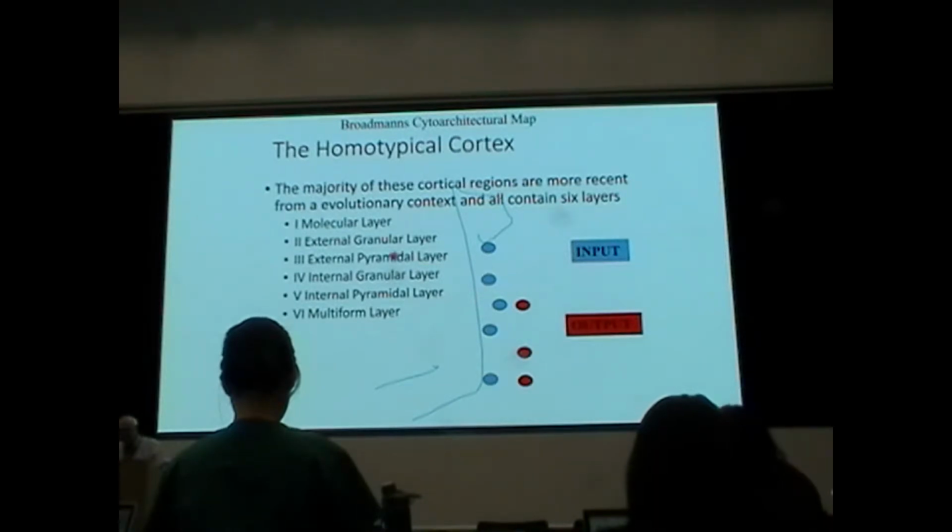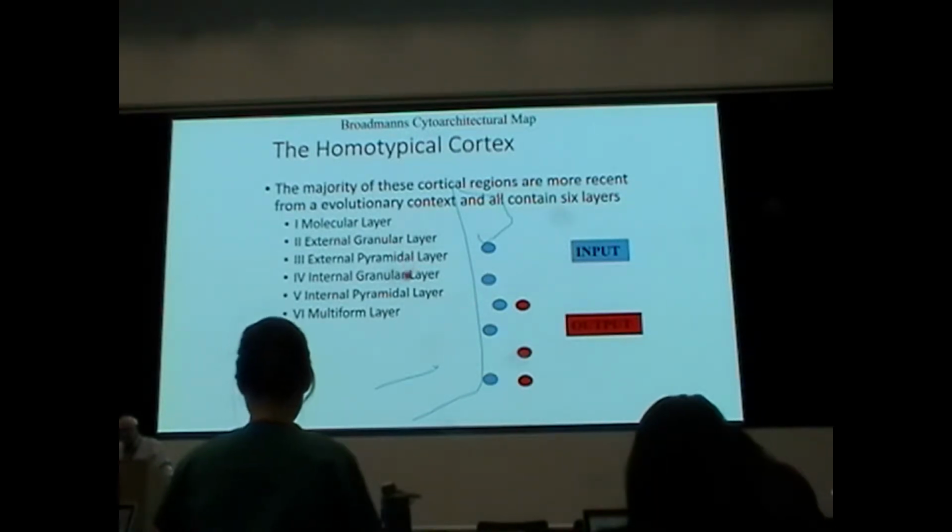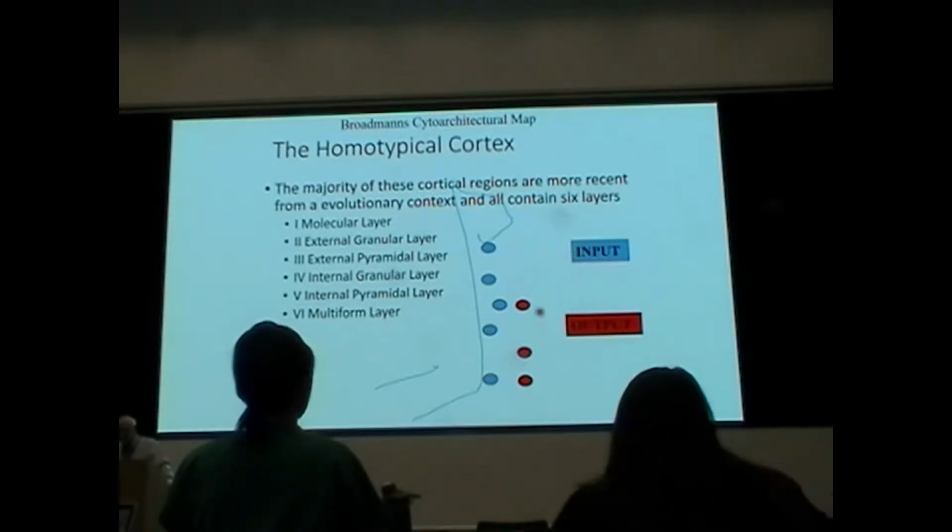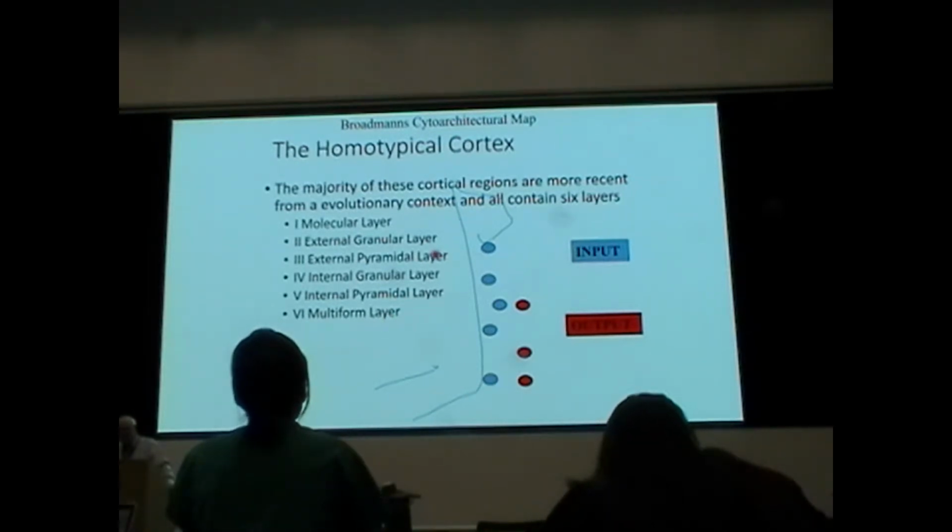So all of these layers, molecular, granular, external pyramidal, internal granular, and internal pyramidal, are sensory. So we've got 1, 2, 3, 4, 5 senses. This here would be in association with the external pyramidal layer. That would be primary output. Those are where we'll see the cells of Betz. But then, not in the internal granular but in the internal pyramidal, that also would be an output layer. And then the multiform layer would also be an output layer.